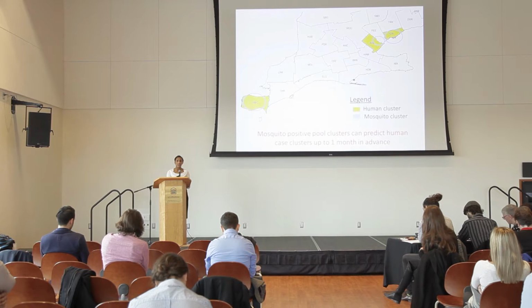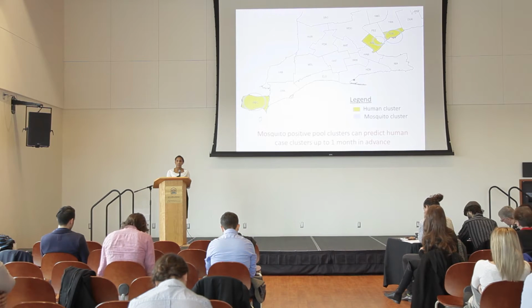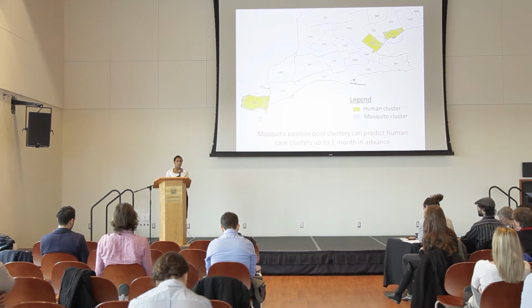Oftentimes, any given infectious disease will localize in space and in time. This is referred to as a cluster. In my thesis, I decided to try to see if mosquito-positive clusters could predict human cases. I found that in high-incidence years, human case clusters occurred in Toronto, Halton, and Windsor-Essex County. Mosquito clusters also happened in these same areas, however 2 to 3 weeks in advance. I also found smaller clusters occurred 1 month in advance of these human clusters.